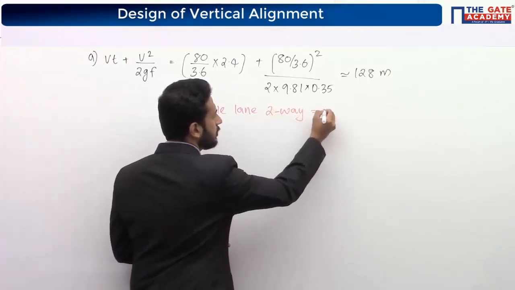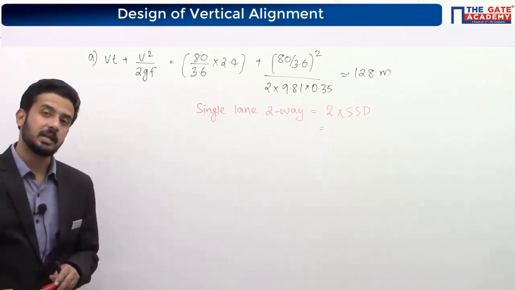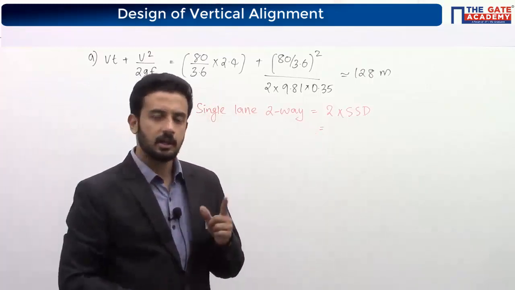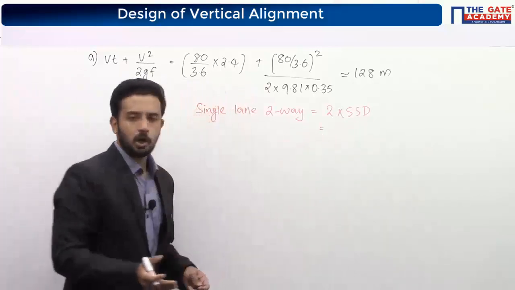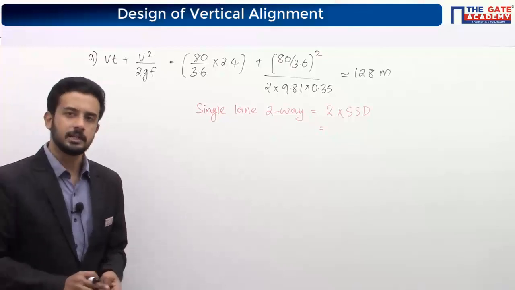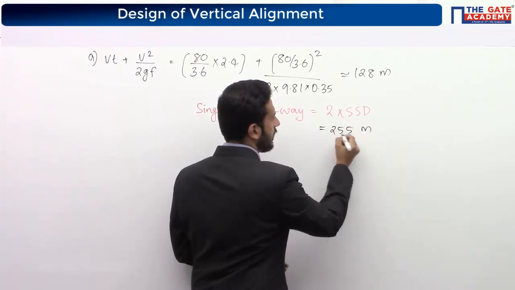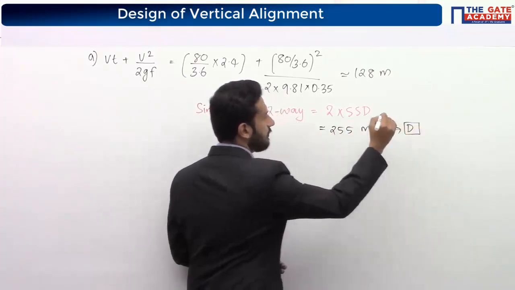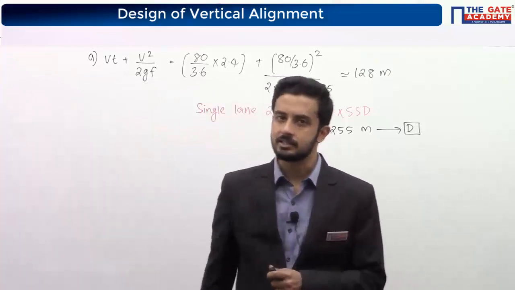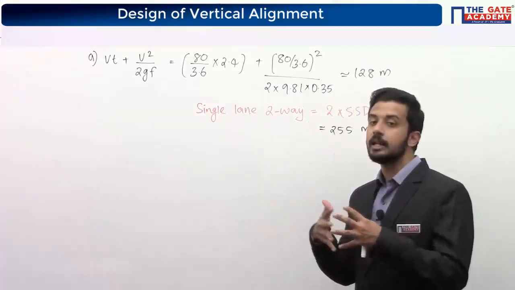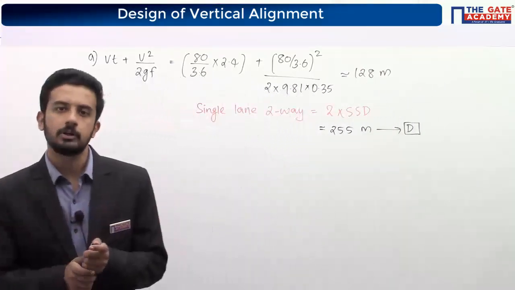If it is a single lane two-way road, what will be my safe stopping sight distance? 2 times the calculated SSD value, right? Remember the previous concepts, don't forget them. So according to the options, how much is it? Approximately equal to 255 meters. Correct now? So option D will be my correct answer. Don't forget the previous concepts. They can correlate multiple concepts into one question. So that calculation involves 2 marks.